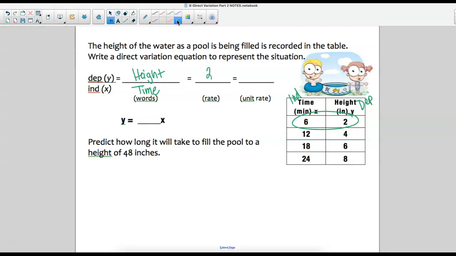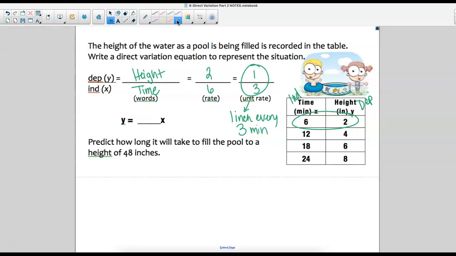So 2 over 6. I'm just going to simplify it. 2 over 6 simplifies to 1/3. There's my unit rate. My unit rate is 1/3. What does that mean in terms of this problem? What does the 1 stand for? Go ahead. The height of the water, right? So 1 inch every 3 minutes, okay? So this literally means 1 inch every 3 minutes.